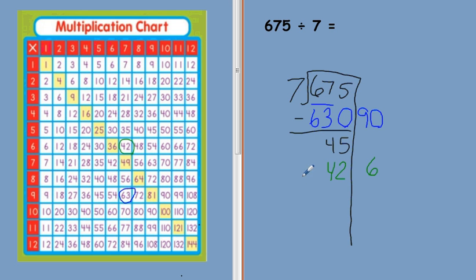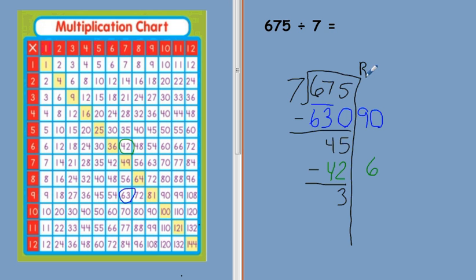So now let's subtract these two. 45 minus 42: 5 minus 2 is 3. So now we have this. Now this 3 is smaller than our 7, so we can't divide that anymore. So we're going to put this as our remainder up here.